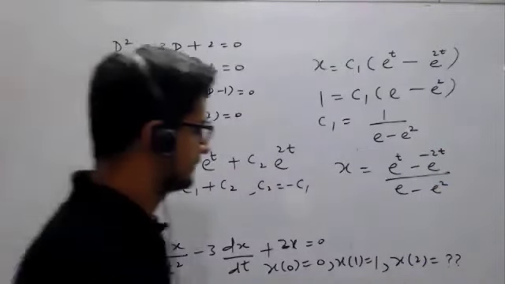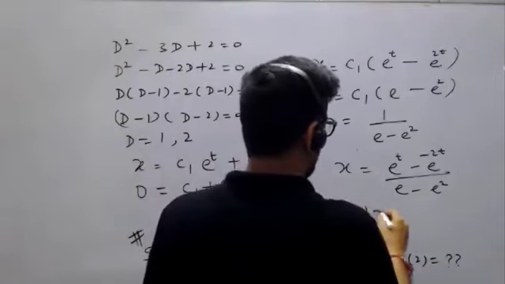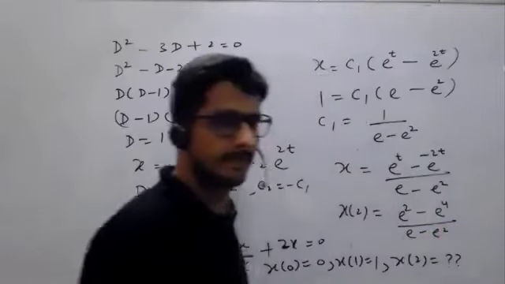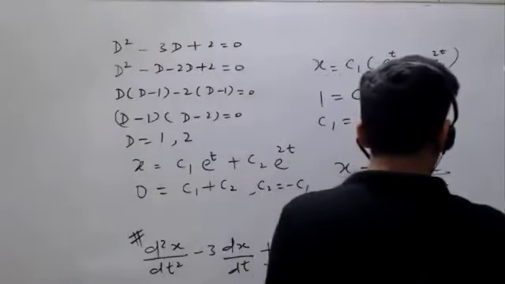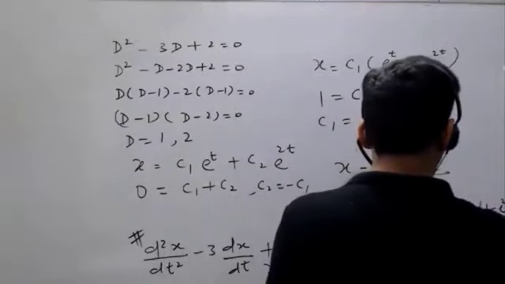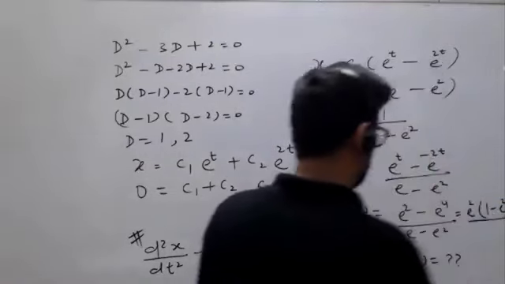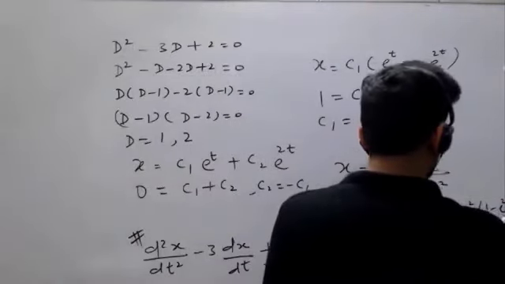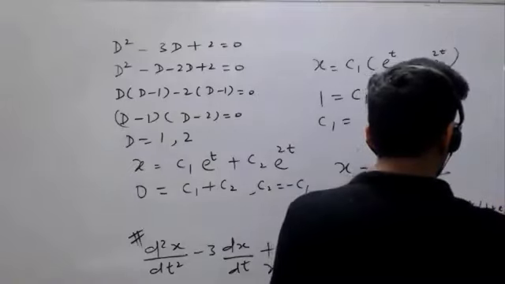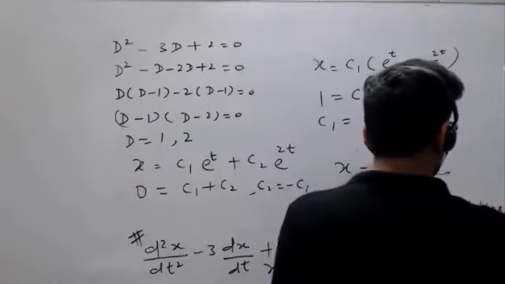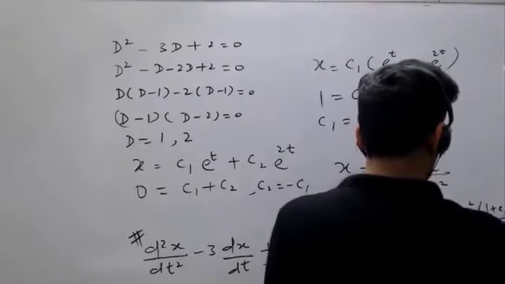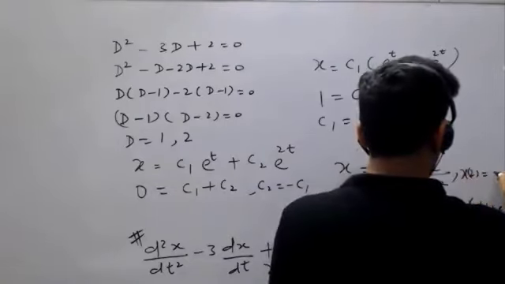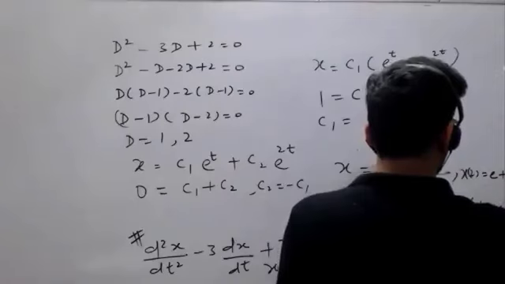And now we have to find x of 2. So x of 2 will be equal to e to the power 2 minus e to the power 4 upon e minus e square. So you can take e square common. It will become 1 minus e square over e common 1 minus e, and this is also 1 plus e times 1 minus e. So 1 minus e cancelled and e also cancelled. So x of 2 became e plus e square.